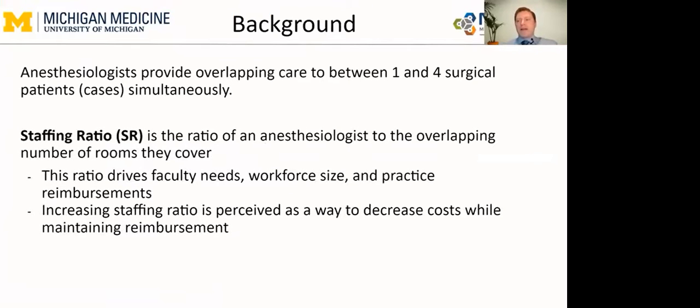Anesthesiologists provide overlapping care to between 1 and 4 surgical patients or cases simultaneously. Staffing ratio is the ratio of an anesthesiologist to the overlapping number of rooms they cover. And it's important to consider this ratio as it drives faculty needs, workforce size, and practice reimbursements. Additionally, there remain cost reduction pressures to increase staffing ratio, given the ability to reduce faculty costs with stable reimbursements.